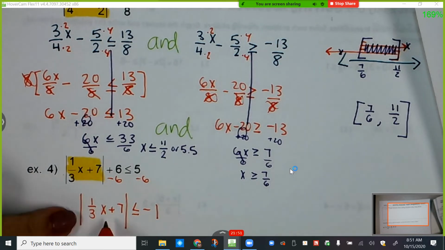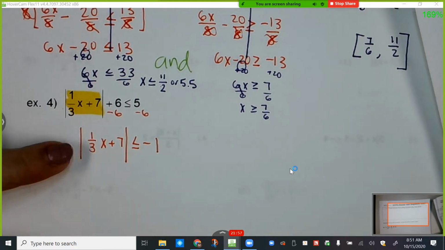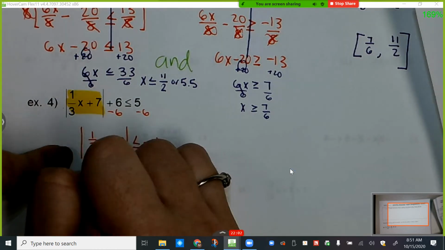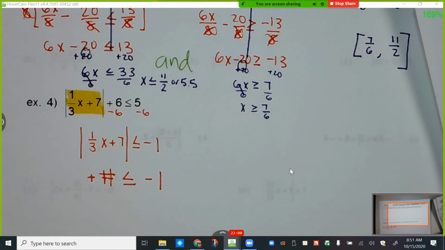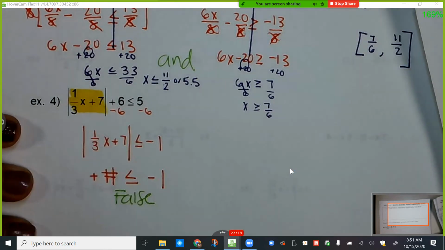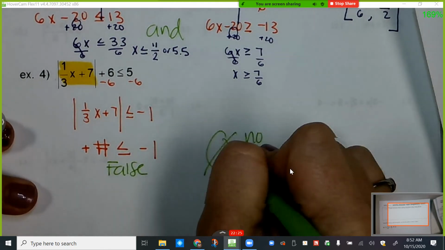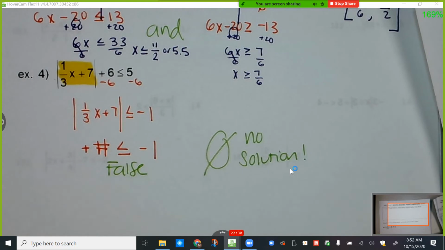Okay, so an absolute value always gives me a what? A positive or a negative number? Positive. So I know no matter what, I can plug in any number in the whole wide world, and this is going to give me a positive number, right? Is a positive number less than or equal to negative 1? Will a positive number ever be less than a negative number? No, so this is false. It's not true. So what do you think my solution is?